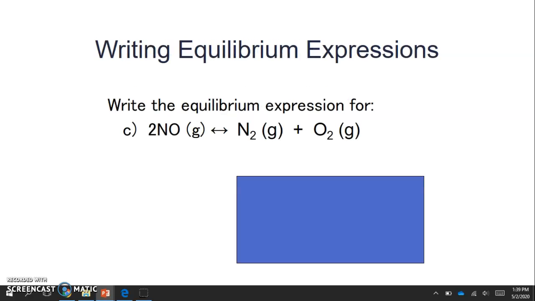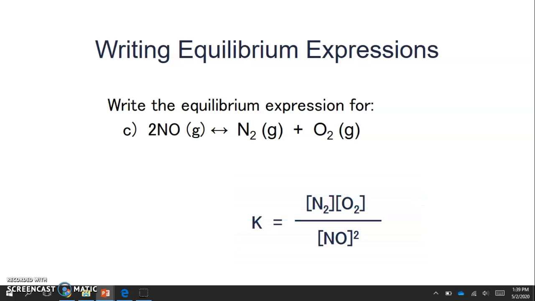All right, let's do another one. So we've got nitrous oxide, nitrogen gas, and oxygen gas. So these are all gases. So we're going to include them all because they're not a solid or a liquid. So we're going to put our N2 into brackets, no coefficient, so no exponent, and our oxygen gas into brackets, again, no coefficient, no exponent needed, right? There are your products on the top, done, and then we're going to put them over the nitrogen oxide in the bottom with our exponent of 2.